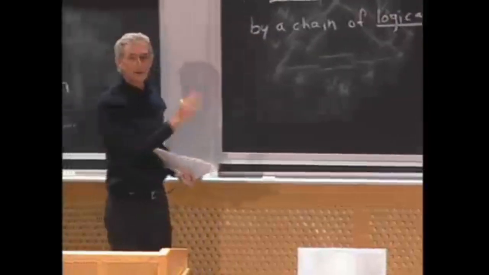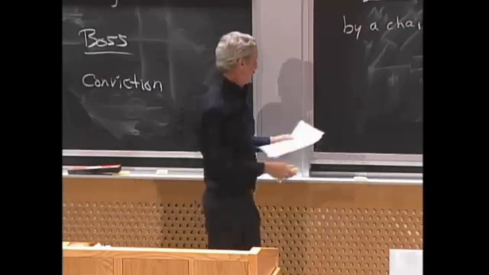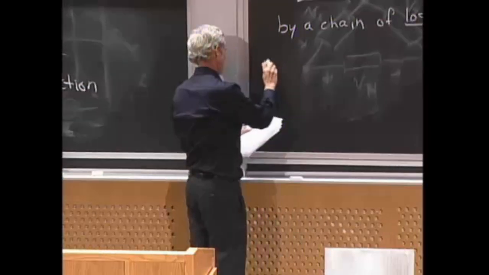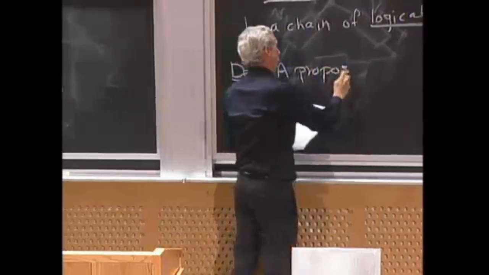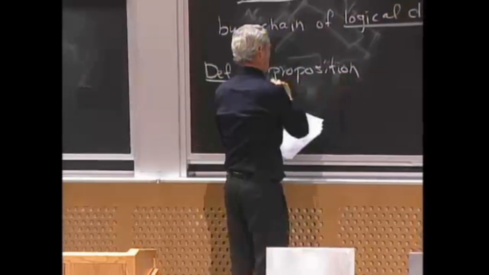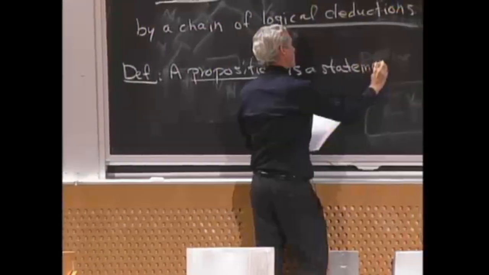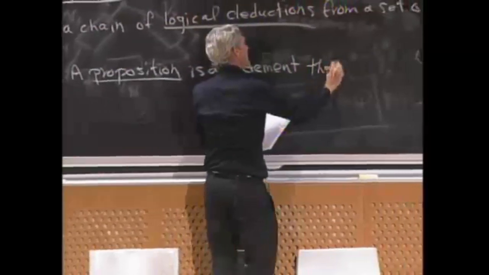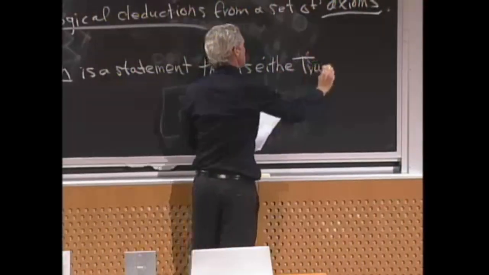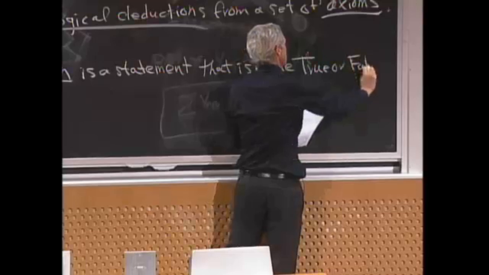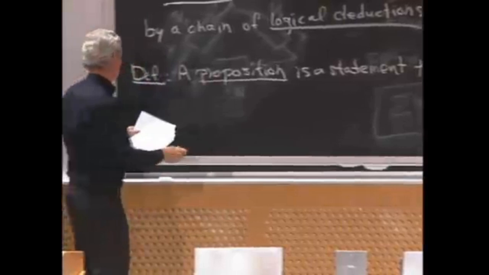And we're going to spend the rest of the class today talking about each of these and then give an example of a proof. We'll start with propositions. A proposition is a statement that is either true or false. You may not know which one, but it's one or the other.